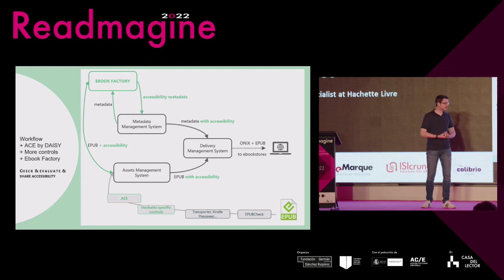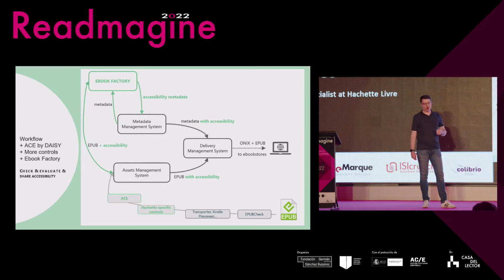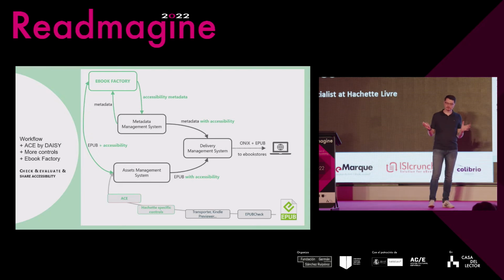And we can send ONIX plus EPUB files, so ONIX with accessibility metadata to stores, and EPUB files with accessibility metadata, and of course, it's accessible EPUBs to eBook stores. So now we are OK for the Hachette perspective. So we can check EPUB using ACE and Hachette specific controls. We can evaluate accessibility metadata and accessibility using the eBook Factory. We can share accessibility through accessibility metadata using ONIX. So we're OK.